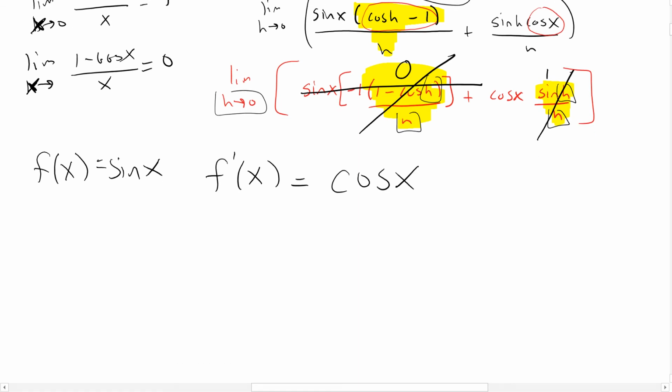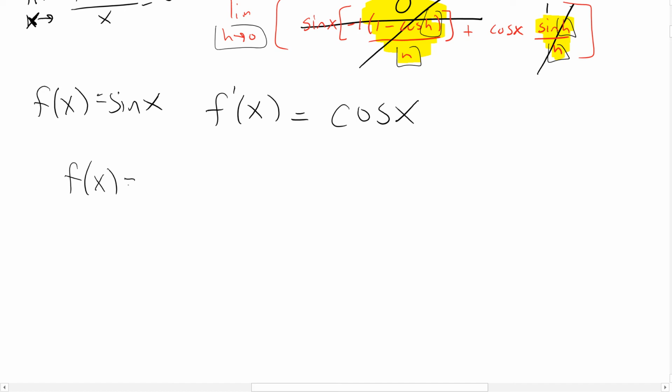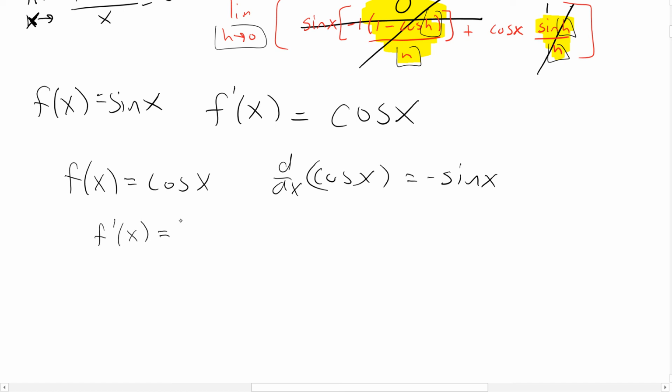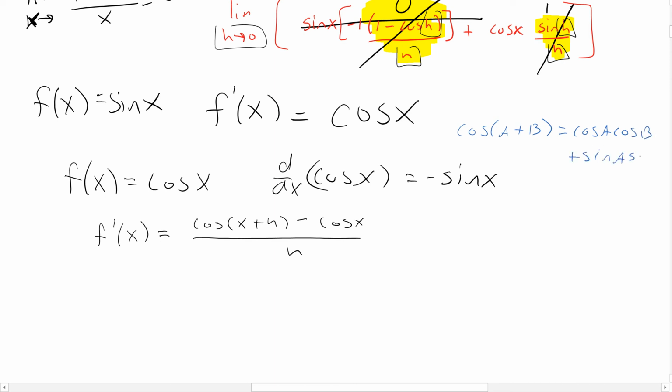Let me show you the other one. If f of x is equal to cosine x, I want to show that the derivative of cosine x is a negative sine x. Same thing: I'm going to use my derivative definition. It's cosine of x plus h minus cosine x all over h. Similarly with the sine one, there is a rule for this. Anytime you have cosine of a plus b, that is the same as cosine a cosine b plus sine a sine b.